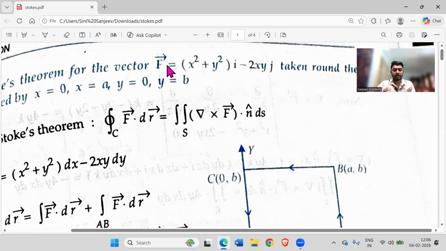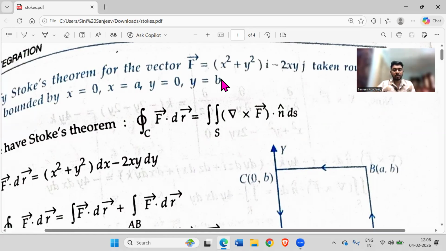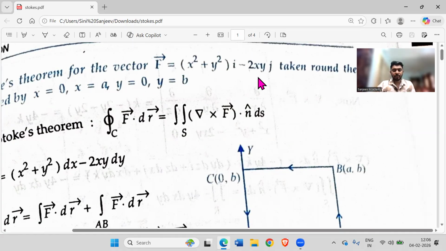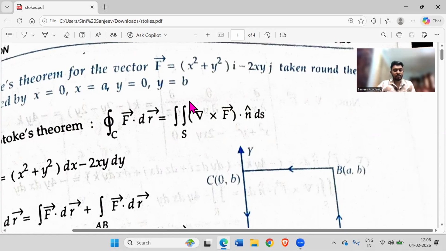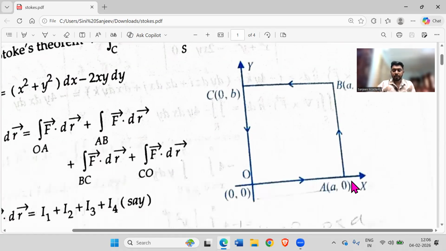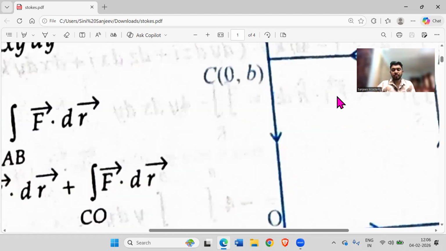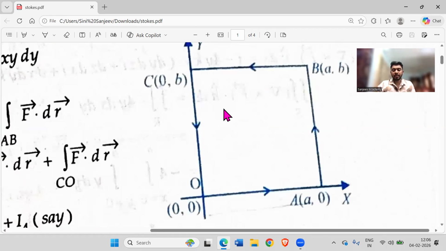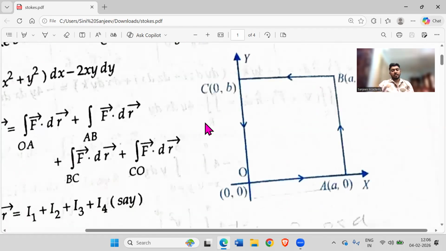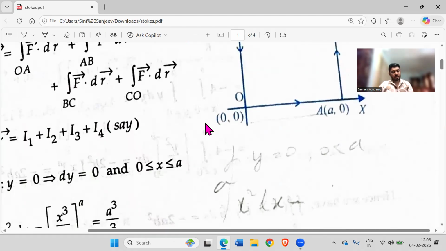As you can see in this question, f is equal to x square plus y square i minus 2xy j. x is equal to 0, x is equal to a, y is equal to 0, y is equal to b. So this is my a comma 0, and this is my 0 comma b for the y-axis. You have to plot these things, very simple. Once you have plotted those, I suggest you start from the RHS.